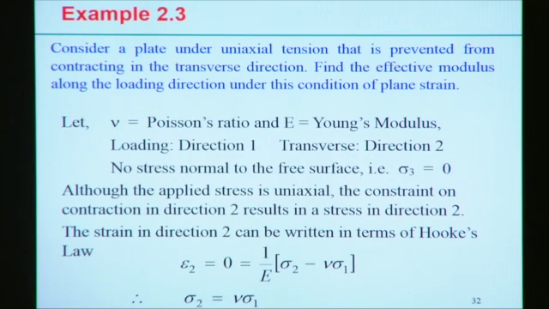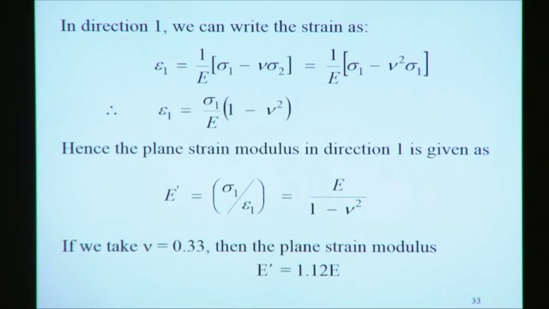Now with this condition, if we apply Hooke's law, we can find out that the restriction of the strain along direction 2 equals 0. From that condition we can find out sigma 2 equals nu times sigma 1, the relation between sigma 2 and sigma 1. Then the effective strain along direction 1 is represented in terms of sigma 1 and sigma 2, and if we put the relation between sigma 1 and sigma 2 in the second part of this equation, we can find epsilon 1 in terms of sigma 1 and other material parameters, that means E and nu.